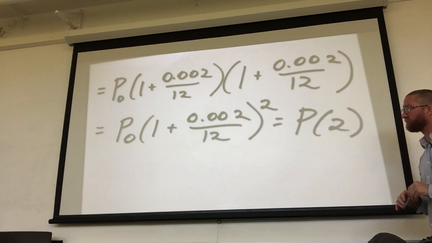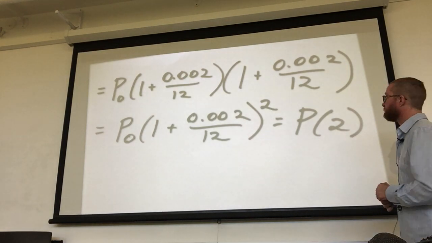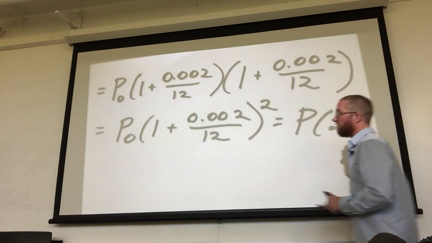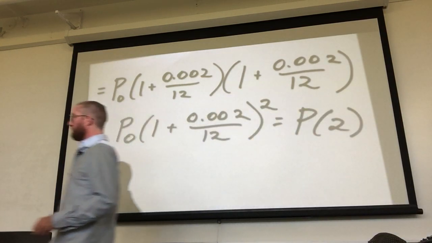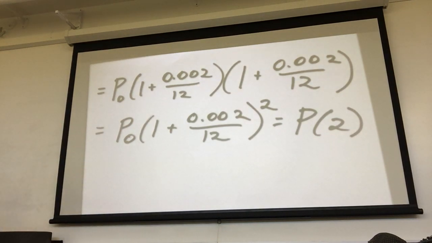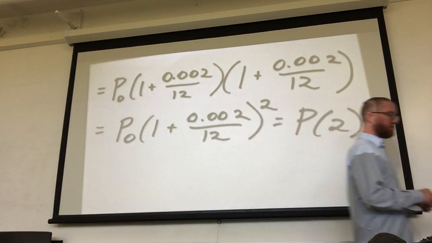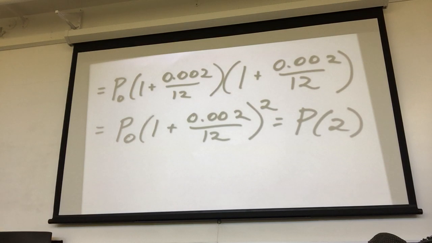And so that would be my P of 2 at month 2. Okay, so at the end of the second month, this is the amount in the bank account. And let's see what happens when we go to month 3. Well, some people are still working on it, have a chance to get caught up. All right, now we're going to repeat the same procedure.